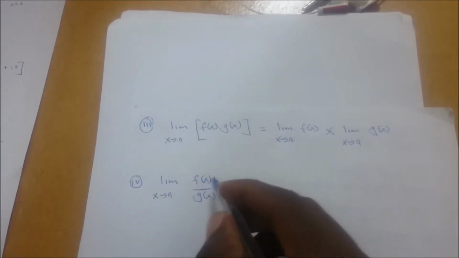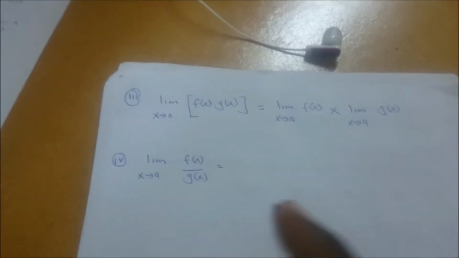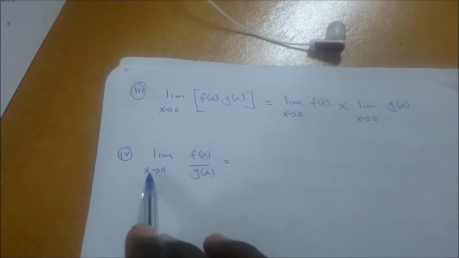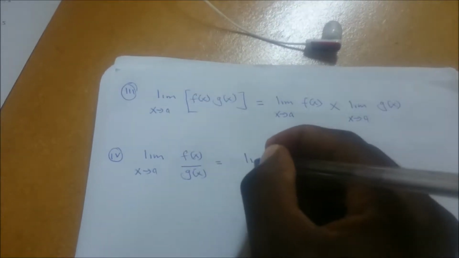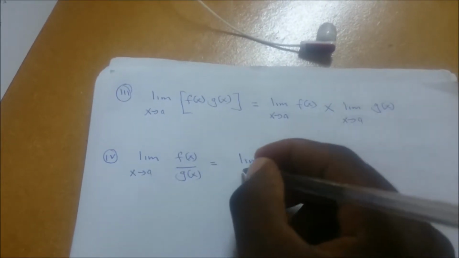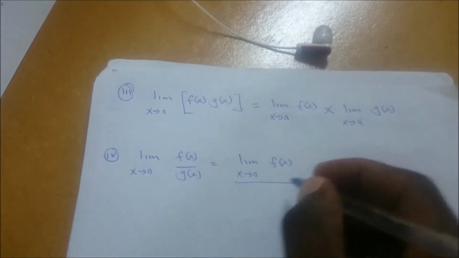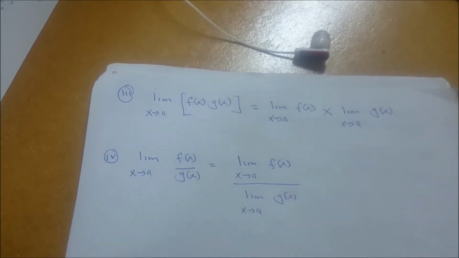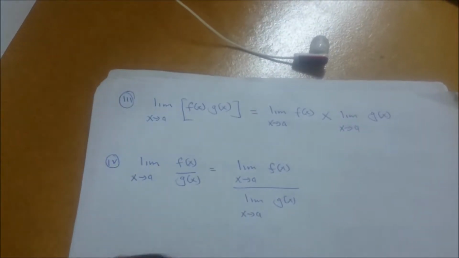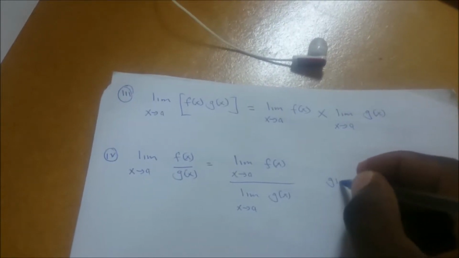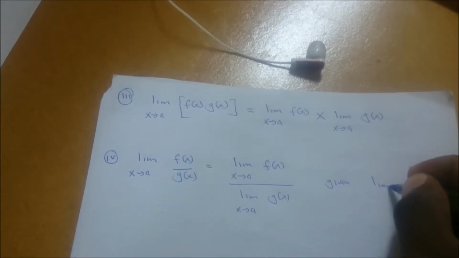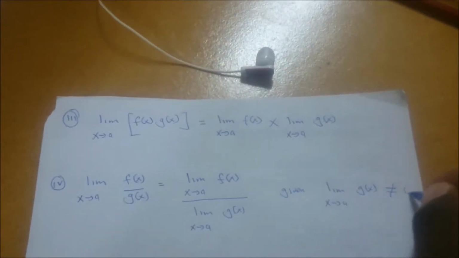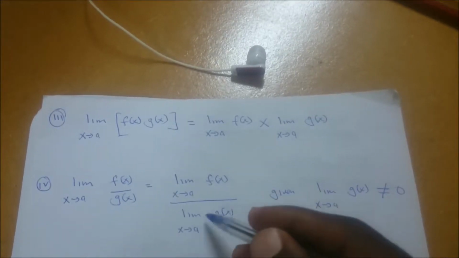The limit of f of x. Alright. So now we are saying that the limit of f of x over g of x as x is approaching a is equal to the limit of f of x as x is approaching a over the limit of g of x as x is approaching A. Then this one is always true given the limit of g of x as x is approaching a is not equal to 0, because we can't have a denominator of 0, right?